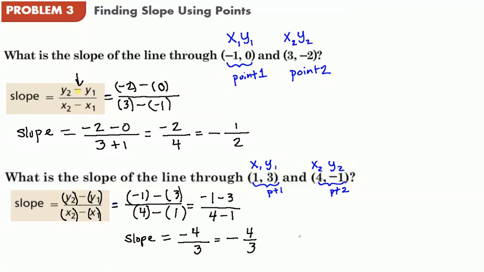If you want to change that to a decimal, you can also do that, and you can say that this also could equal a slope of negative 1 point, in this case 3, so I'll put a line right here. Okay, negative 1 1/3. Alright, so that's example number 3. Let's go on to example 4.